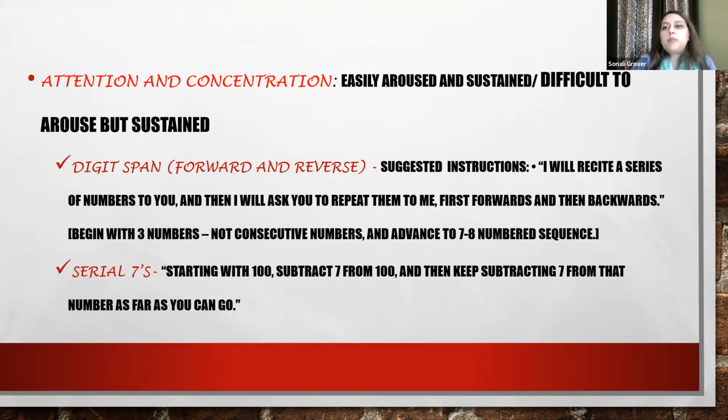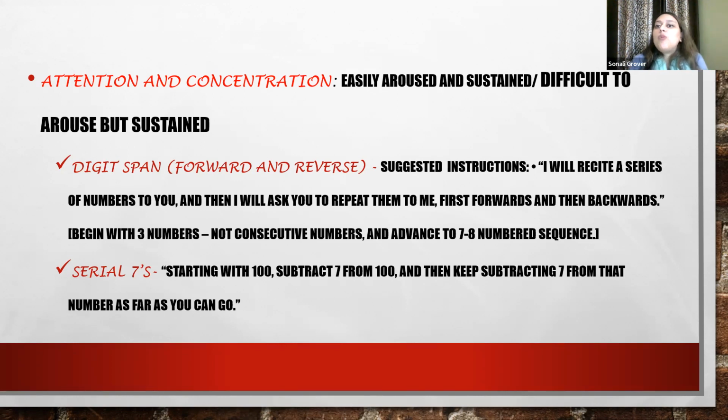So this is a very common thing that you can do. Digit span, forward and reverse. I will recite a series of numbers to you, and then I will ask you to repeat them to me, first forward and then backwards. Begin with 3 numbers, not consecutive numbers. For example, 2, 1. So the client has to say 2, 1. And then if you ask them to do backward, 3, 4, 5, so 5, 4, 3. This is the way you can do this with them.